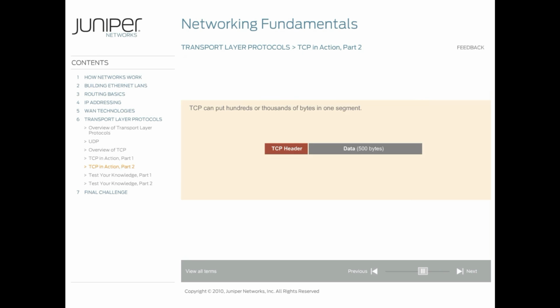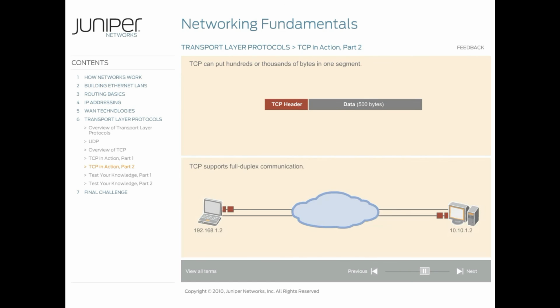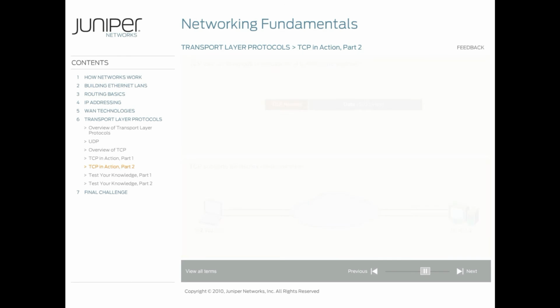To keep things simple, the first few examples only showed 1 byte of data being transferred at a time, when in fact TCP can put hundreds or thousands of bytes in one segment. The example also only showed data flowing from the client to the server. Luckily, TCP supports full duplex communication, where both sides of the connection can transmit and receive data at the same time. Let's see how this works.